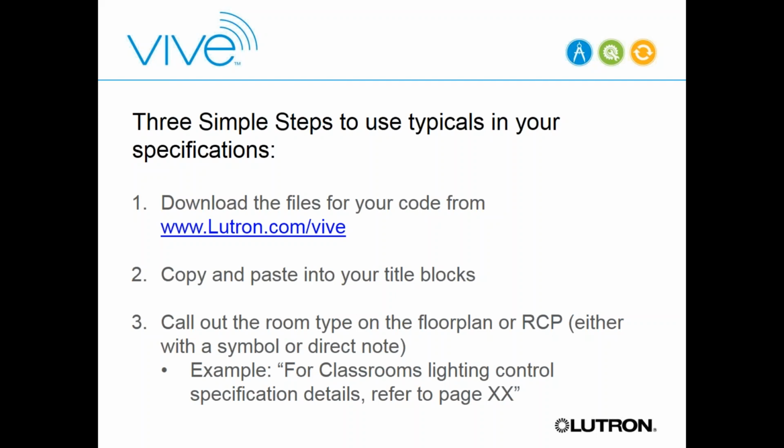First, just download the files for your code. They're all available on lutron.com/Vive, broken up by code. So whether you're IACC 2015, Title 24, ASHRAE 2010, whatever the code is, we've got those all broken out by room type, and you can download those files. Copy and paste them into whatever your title block is, and then call out the room type on the floor plan or the RCP, either with a symbol or direct note, whichever is best for your methods. So for example, for classrooms, lighting control specification details, refer to page XX.